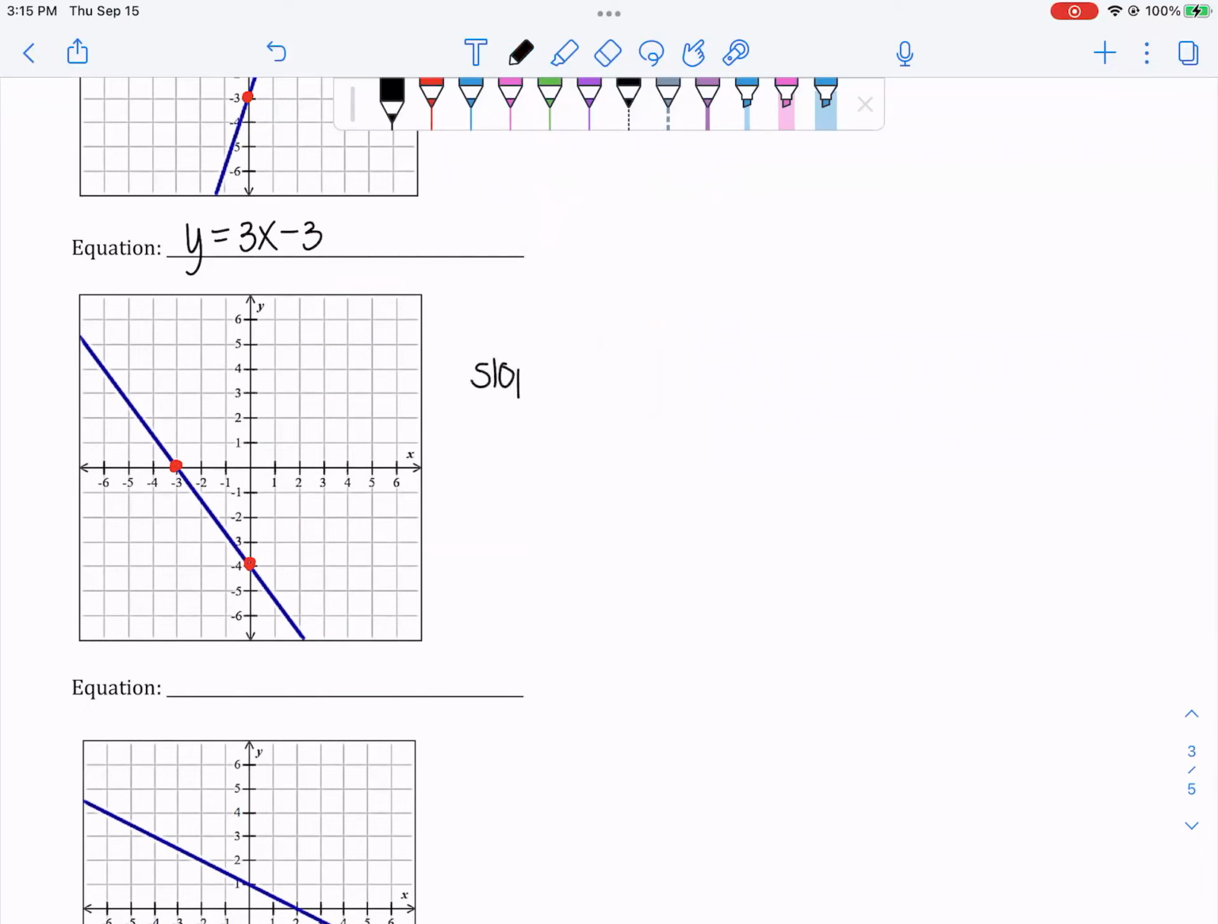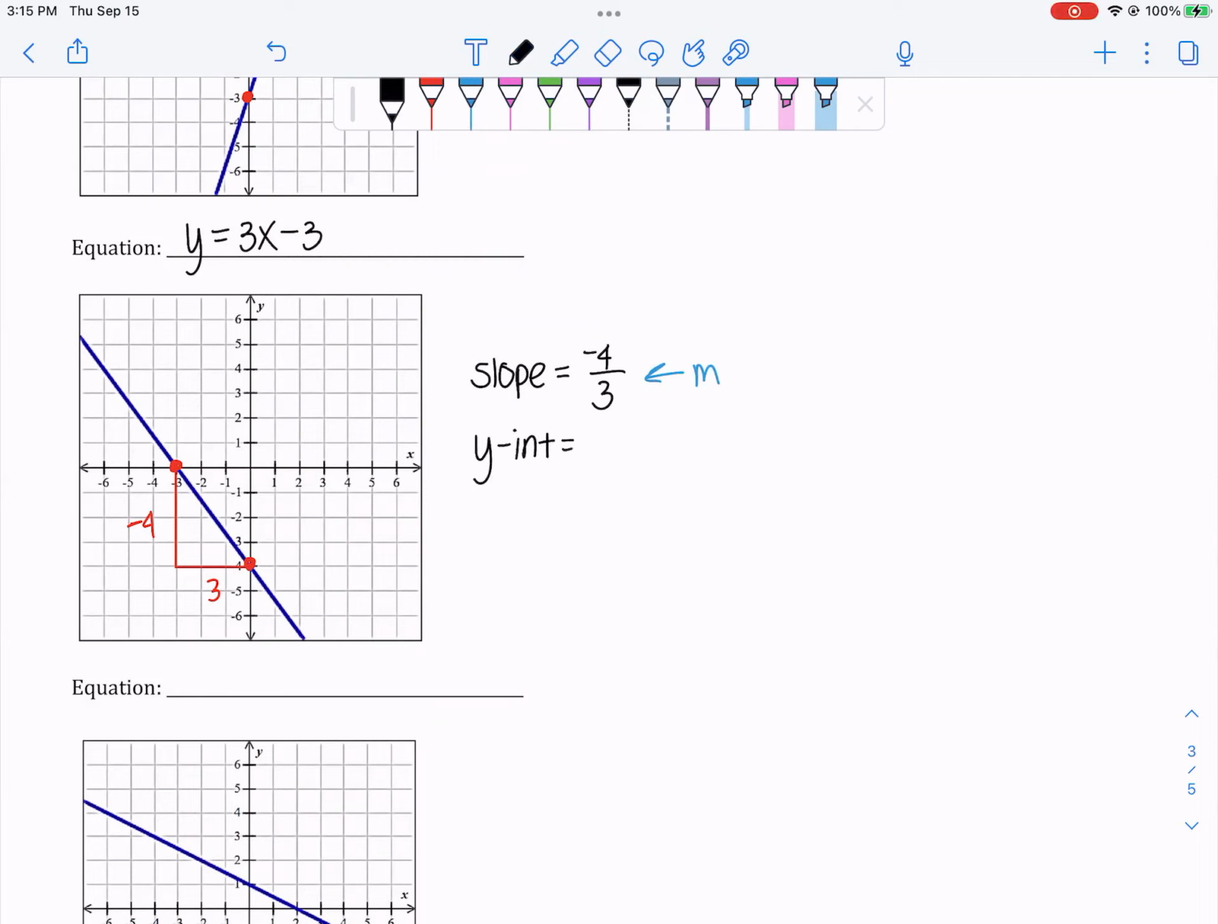We'll do slope first. So starting with the leftmost point, I need to go down 4 units and then to the right 3 units. So my slope is rise is -4, the run is 3. That'll be my M value.